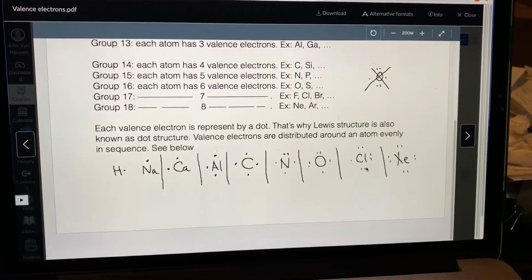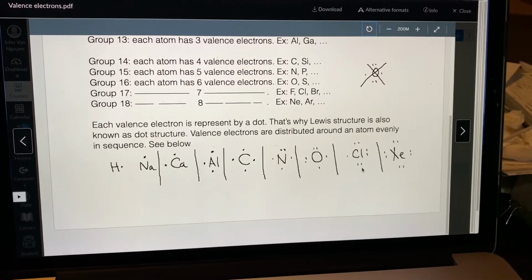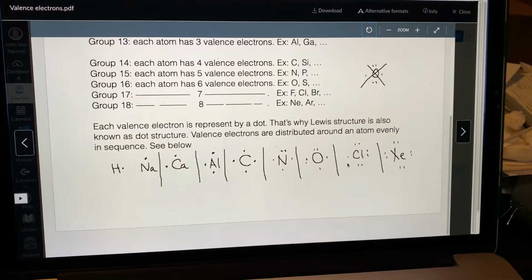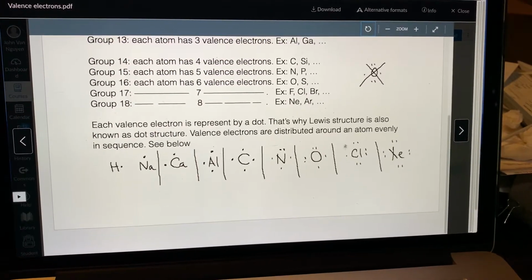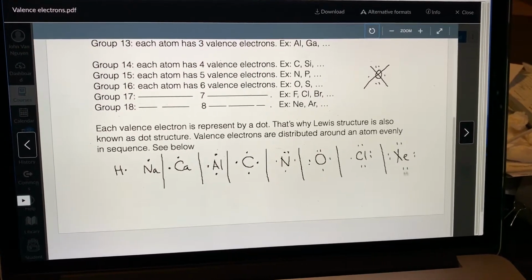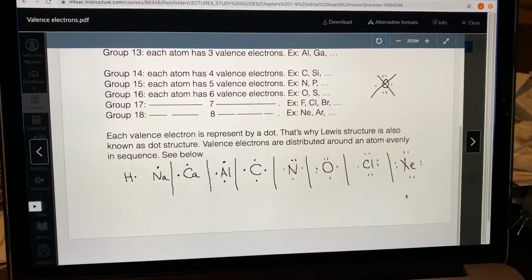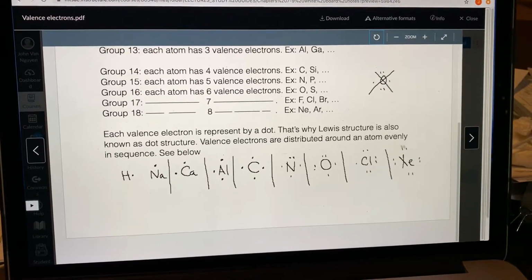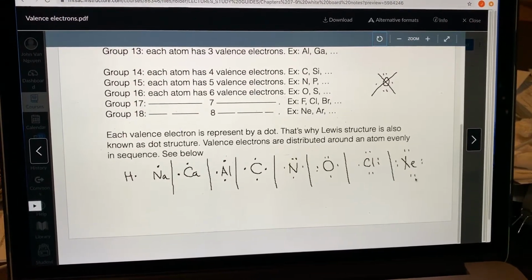The halogens will have 7 electrons. So you've got 3 pairs and 1 single. And again, you can put a single on the top, left, right, wherever you want. And finally, xenon, which is a noble gas, has 8 electrons, making 4 pairs.